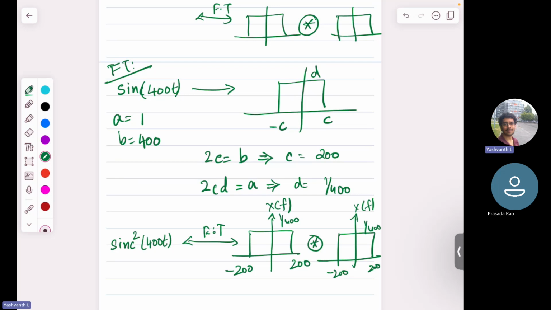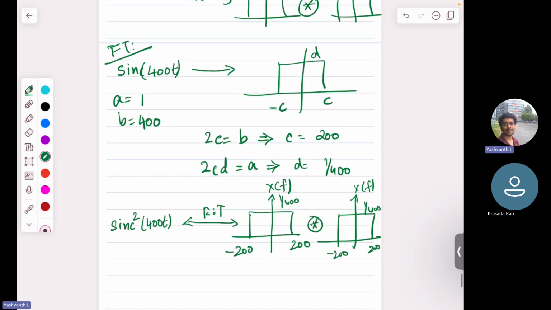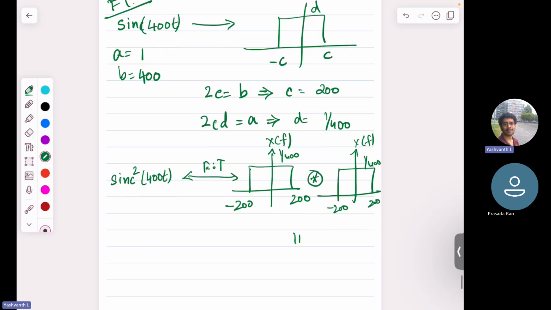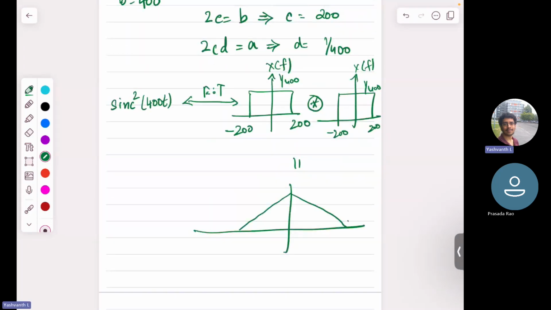Yes, sir. Now the convolution of 2 rectangles is nothing but a triangle. What will be the endpoint of this? The endpoint is the sum of the 2 endpoints, 200 plus another 200. That is the property of convolution. So this will become 400. Similarly, you'll have minus 400, with some amplitude value. Let's not bother about it, because the Nyquist rate only depends on the maximum value on the x-axis, not on the maximum value of the y-axis.